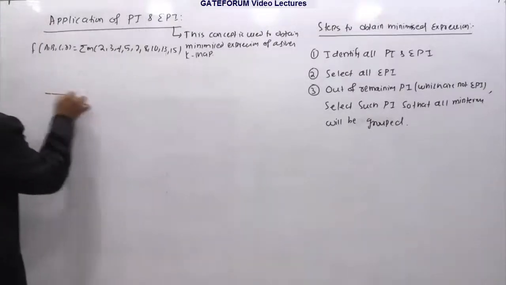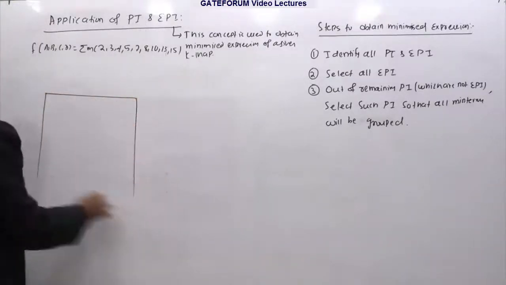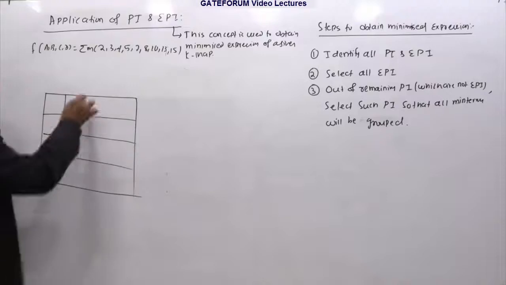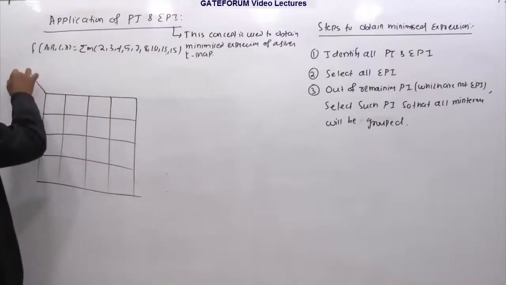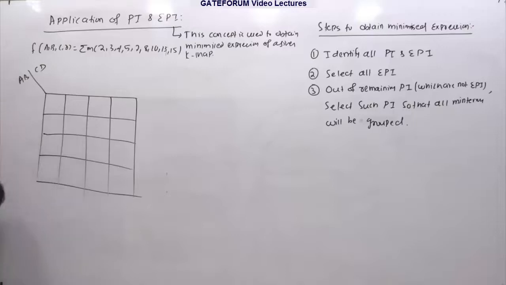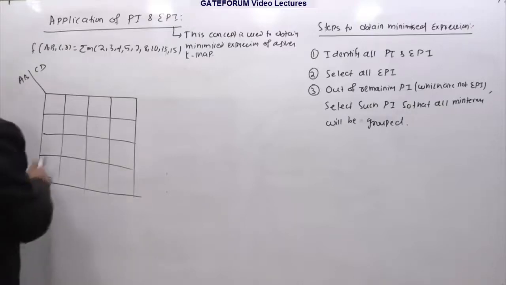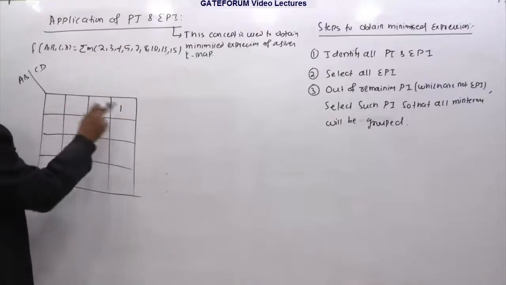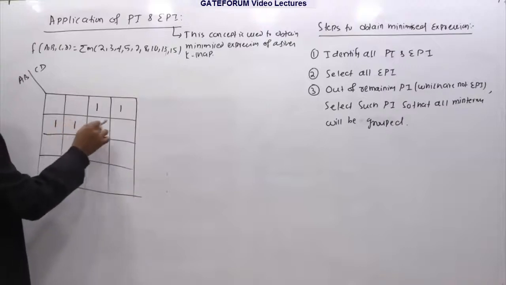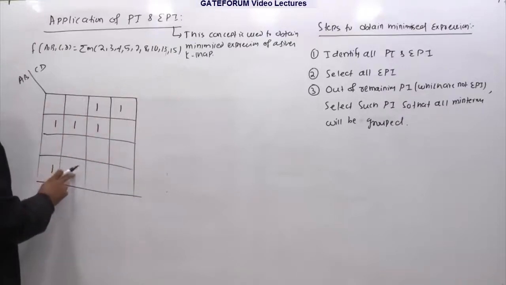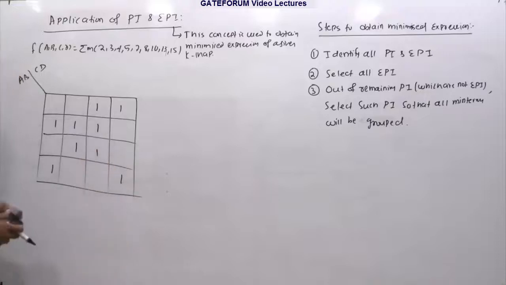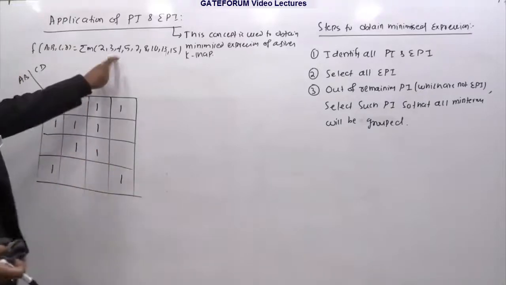It's a 4 variable map I should take, which means we have 16 cells. Let me take this side as AB and this side as CD. So A is the MSB and D is the LSB. So cell numbers 0, 1, 3, 2. Then I have 4, 5, 7, 6. Then I have 8, 9, 11, 10. Then I have 12, 13, 15, 14, right? So in total there are 9 minterms.